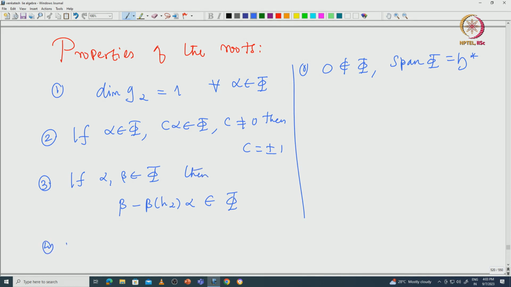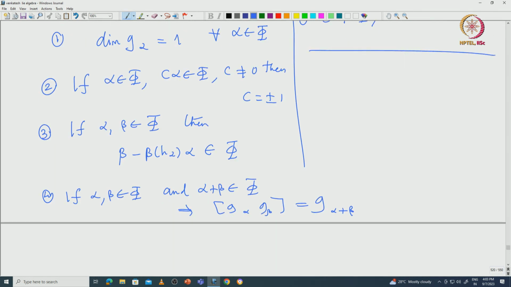The fourth property: if alpha, beta is in phi and alpha plus beta is in phi, then the bracket [G alpha, G beta] must be non-zero, which is exactly equal to G alpha plus beta. So, let us prove this.